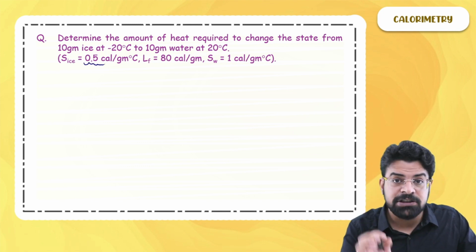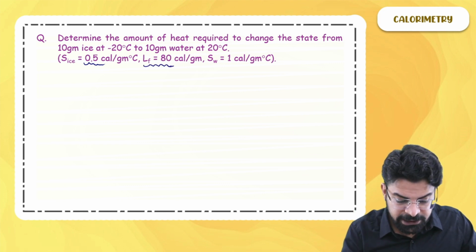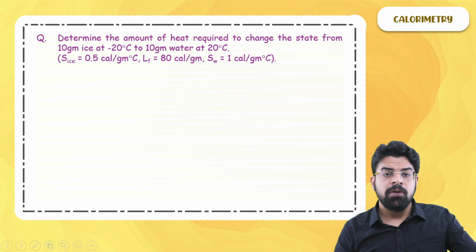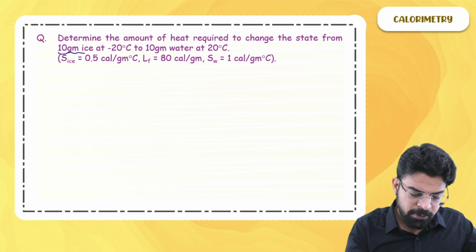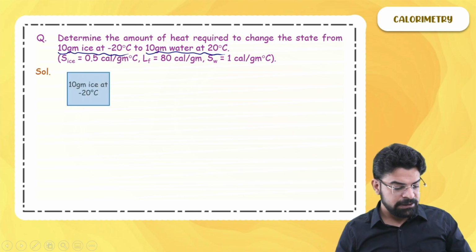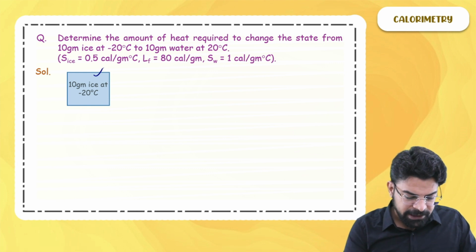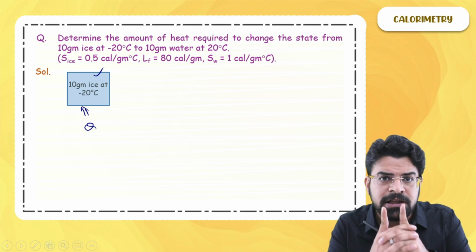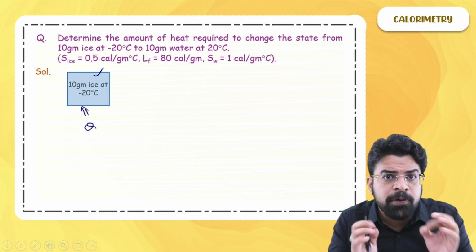Here some data is given. Specific heat of ice is 0.5 calorie per gram degree centigrade. Latent heat of fusion is 80 calorie per gram. The specific heat of water is 1 calorie per gram degree centigrade. What do we want to do? We need to find how much heat is required to convert 10 gram of ice at minus 20 to 10 gram of water at plus 20. So first of all, visualize the initial state. We have got 10 gram of ice at minus 20. If we start providing heat to ice at minus 20, what will happen? First, the temperature of ice will increase from minus 20 to 0. Ice can't melt before the temperature of 0.